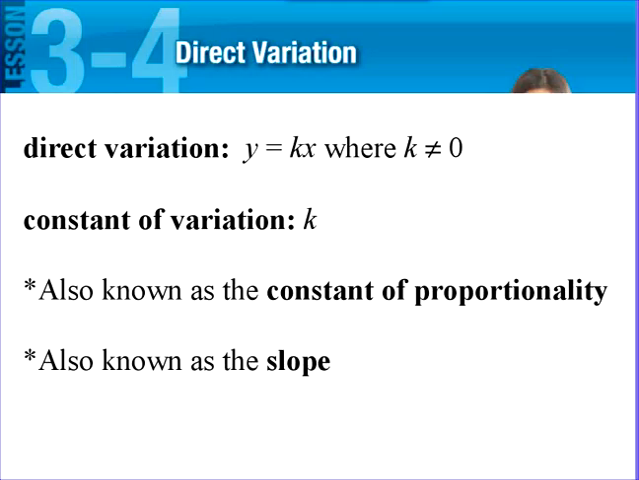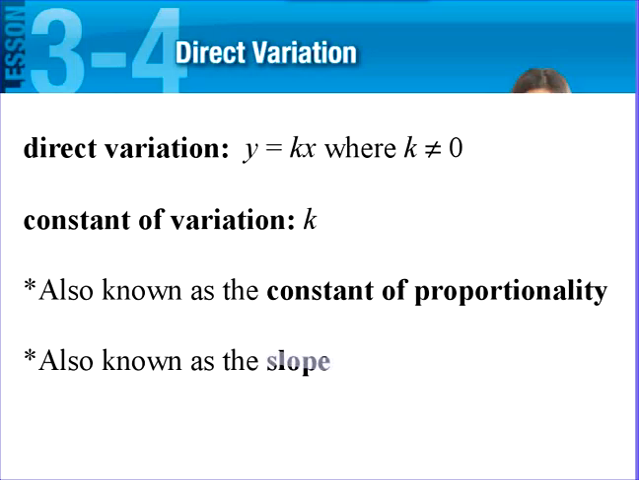Okay? So we actually call k a special name. K, we call that the constant of variation. Remember, a constant of variation can be negative, it can be positive, but it can't be 0. We also call the constant of variation the constant of proportionality, because if you remember, I said direct variation is similar to proportions. And the constant of variation is also known as the slope. And we've just learned about slope. Okay? So, the constant of variation is also known as the constant of proportionality. It's also known as the slope.